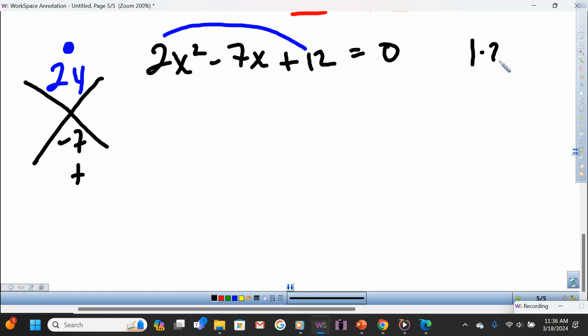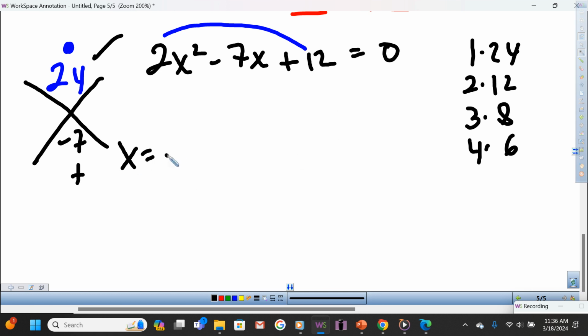Let's see. 1 times 24. 3 times 8. 4 times 6. And they repeat. Any of those? Let's see. No? So factoring didn't work. We can't do square root because this one's a trinomial. We're not doing graphing. So we're left with the quadratic formula.